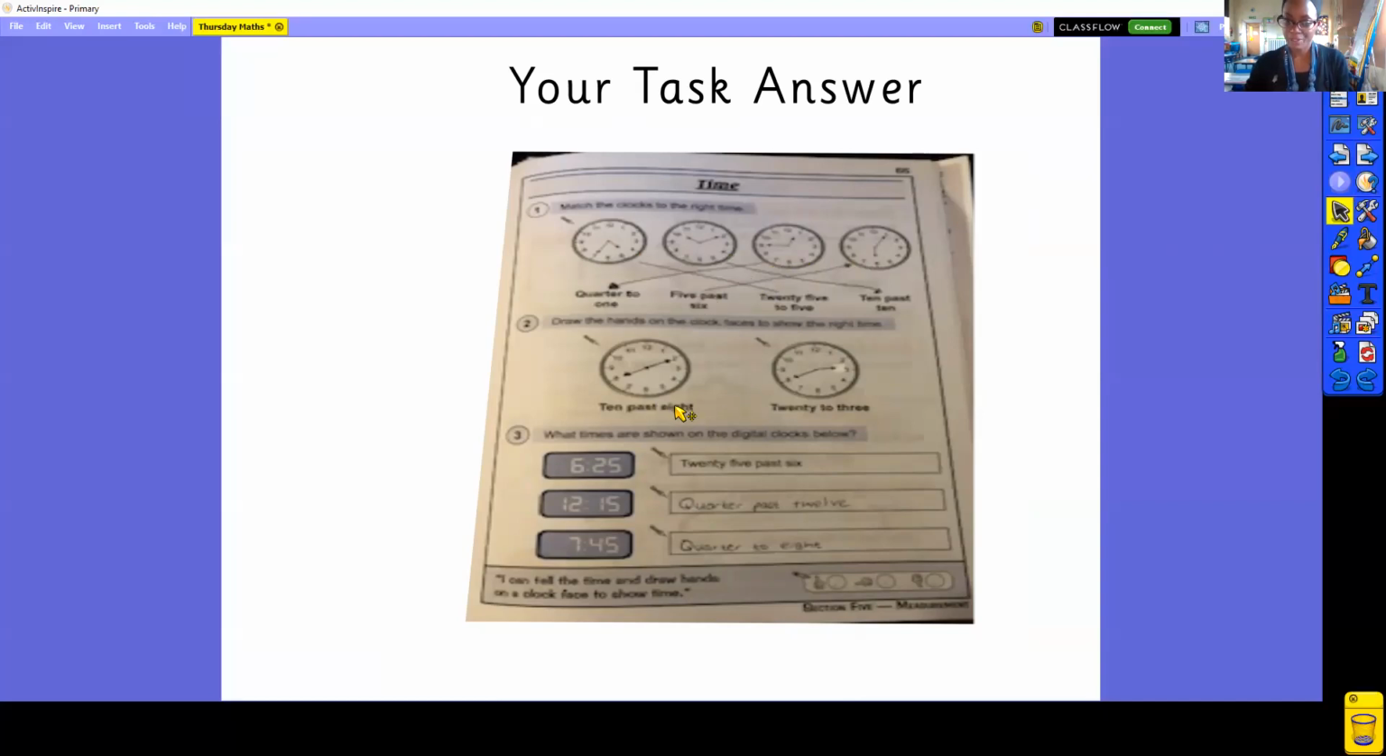Good stuff. This is my best attempt with my times and my hands for 10 past 8. Good stuff. And 20 to 3. Okay. The time is showing 12:15. This is showing 7:45. How did you get on with those? Good stuff.